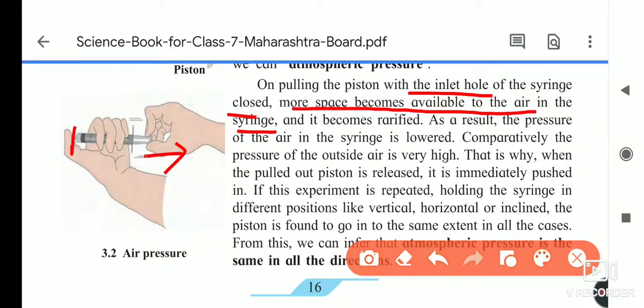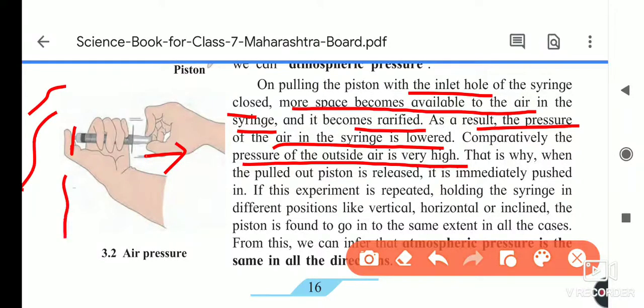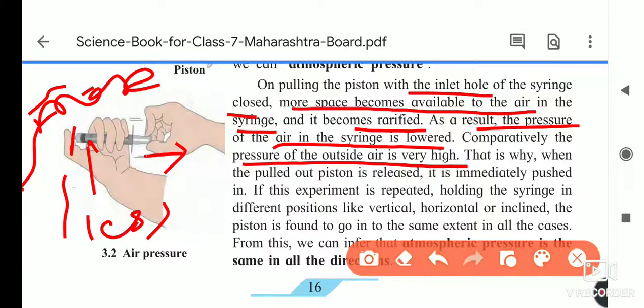Whatever air is there in the syringe gets more space and becomes rarefied, which means its particles become rare and go far away from each other. As a result, the pressure of the air in the syringe is lowered. The air pressure in the syringe is lowered compared to the pressure of the outside air. The outside air pressure is very high, while the pressure present inside the syringe is less. That is why, when the pulled-out piston is released, it is immediately pushed in. When we pull and then leave it, the piston immediately moves inside.